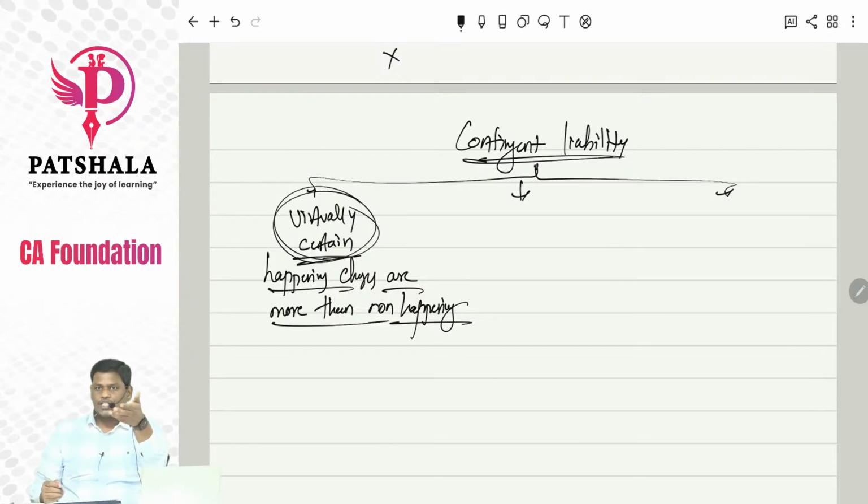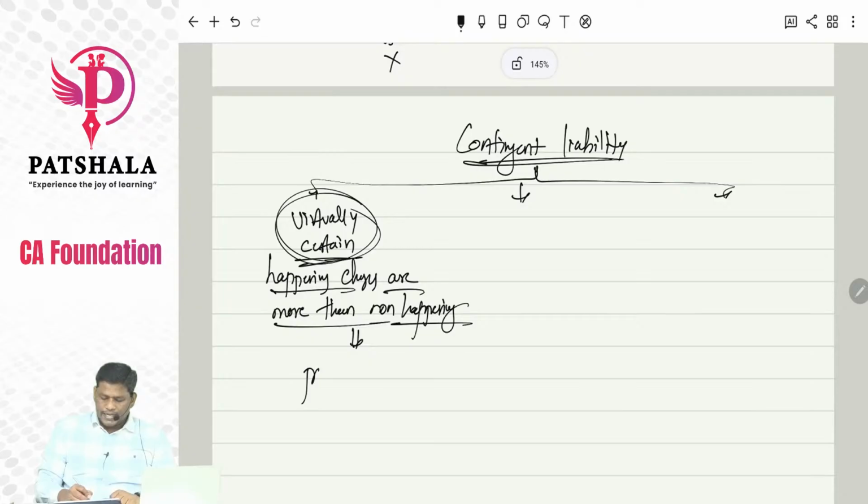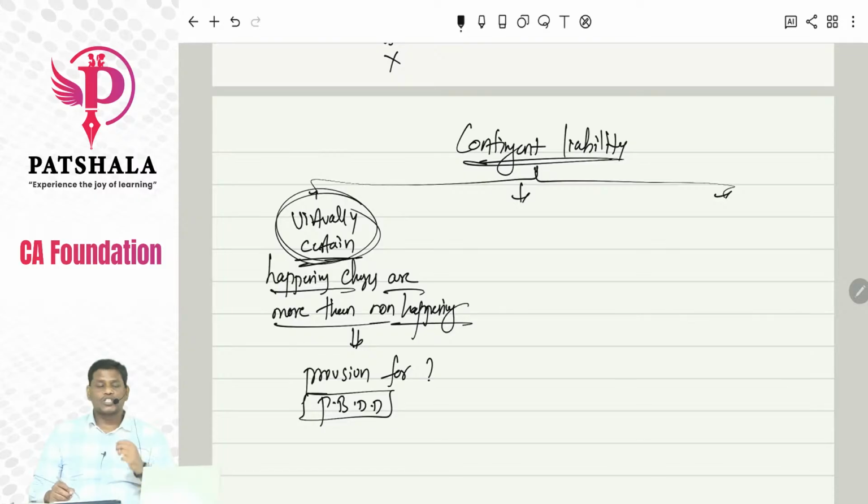So when you know that it is going to happen, our conservatism principle says be careful, be cautious, be ready. Yes or no? So for this, what should you do? You should make a provision for that particular item. The best example for that is provision for bad and doubtful debts. Why do you make that provision for bad and doubtful debts? Because you know that it will surely happen.